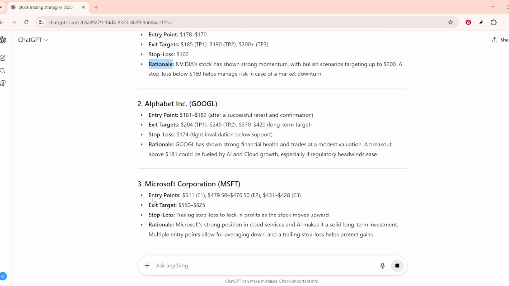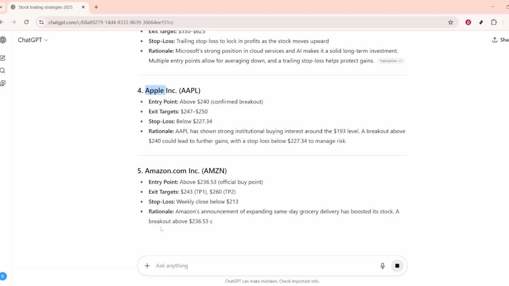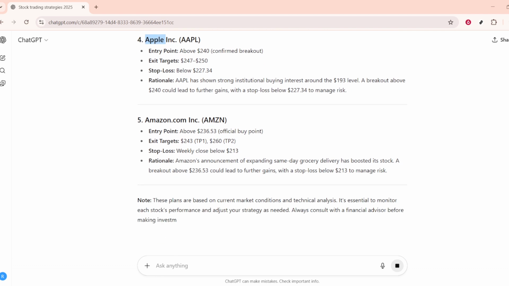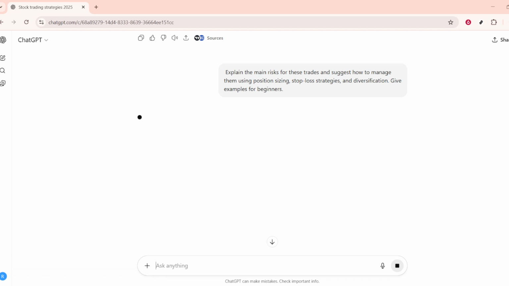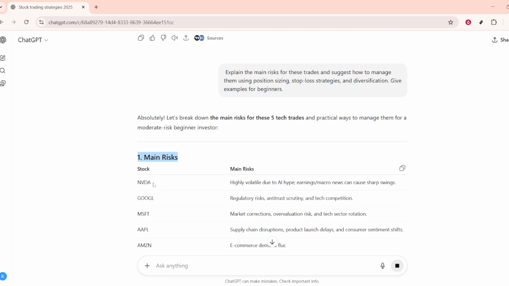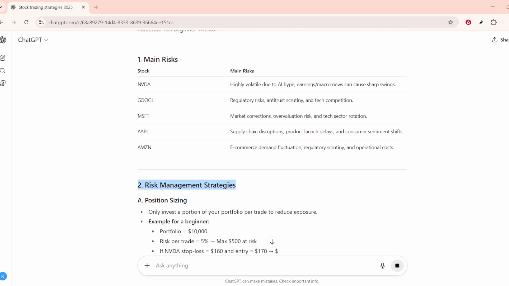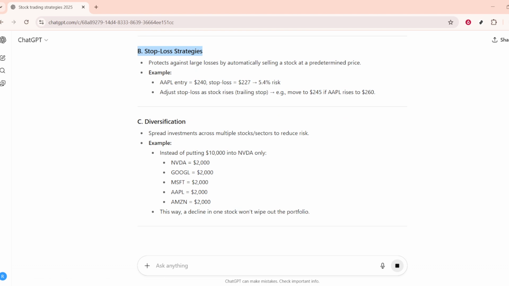Risk assessment and money management are non-negotiables in this journey. It's essential to understand and manage the risks associated with your trades. Let ChatGPT explain these risks and suggest effective management strategies, such as position sizing, stop-loss techniques, and diversification. These methods of risk management will safeguard your investments, particularly as a beginner.